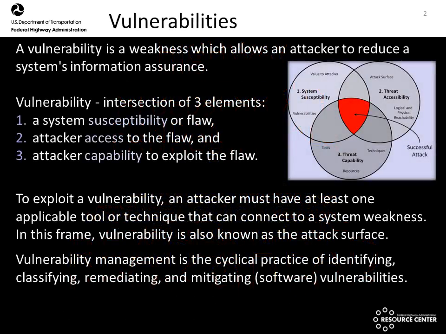A vulnerability is a weakness which allows an attacker to reduce the system's information assurance. To help convey the concept of a vulnerability, the graphic depicts the intersection of three elements: a system susceptibility or flaw, an attacker's access to the flaw, and the attacker's capability to exploit the flaw. To exploit a vulnerability, an attacker must have accessibility and at least one application tool or technique that can connect to a system weakness. In this frame, vulnerability is also known as the attack surface.